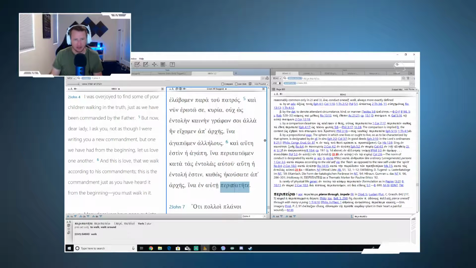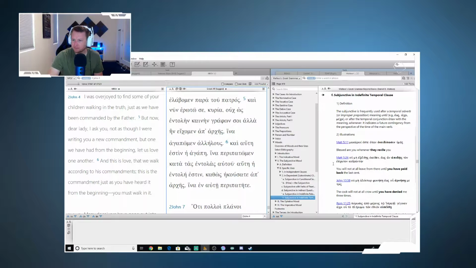And this is love, namely that we walk according to his commandments. Here they use "that we walk." First person plural, present active subjunctive. Down here, "you must walk in it." Second person plural, present active subjunctive. I don't understand their use here. What am I missing?